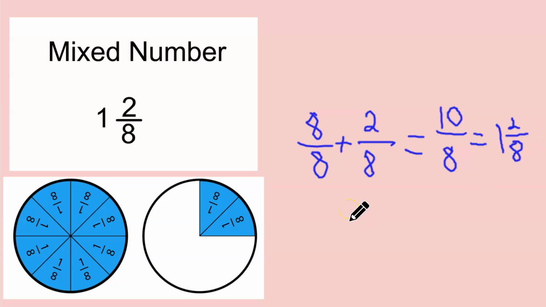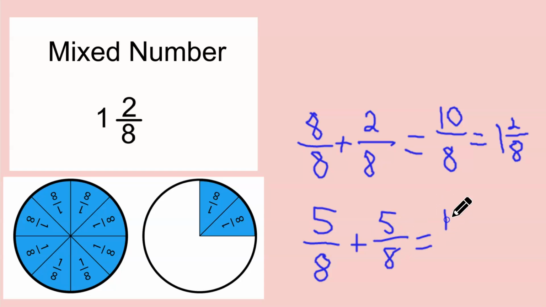I can decompose in many different ways as the sum of fractions. I could do 5/8 plus 5/8, and that also equals 10/8. And as you can see from the picture, if I have 10/8, I have 1 whole plus 2 more eighths.